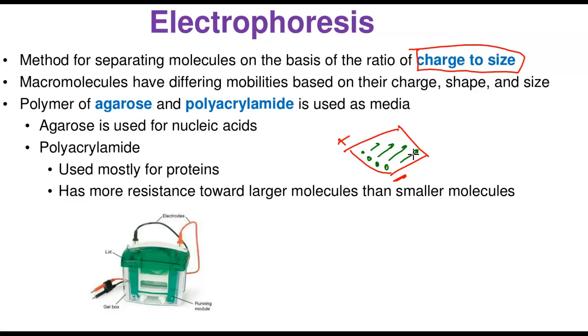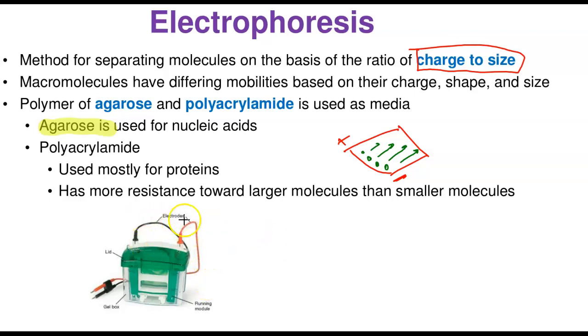The best gels used are usually agarose gel, which is best used for nucleic acid. We use the agarose gel for nucleic acid. The polyacrylamide gel is used mainly for proteins, and it has more resistance towards larger molecules than smaller molecules. We're talking about the polyacrylamide. So this is a simple electrophoretic machine that you can see in most of your labs, particularly for biology students.